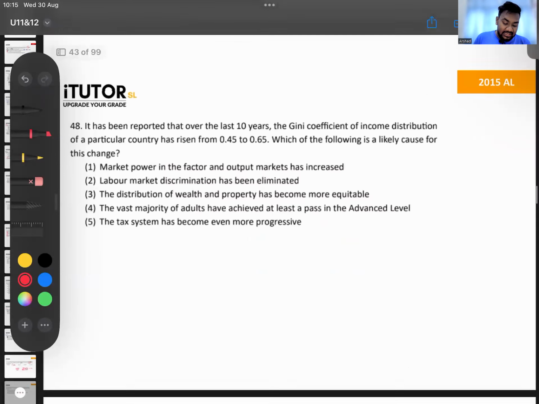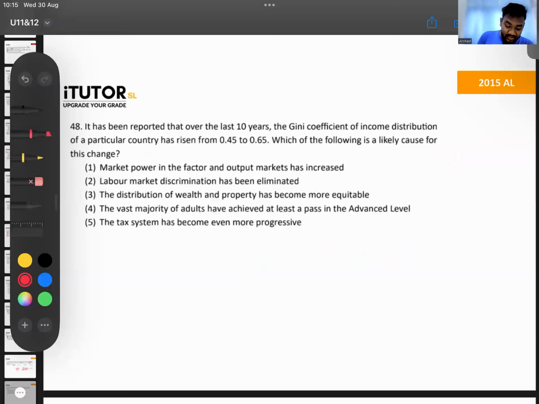48. It has been reported that over the last 10 years, the Gini coefficient of a particular country has risen from 0.45 to 0.65. Which of the following will likely cause that change? Tell me, has the income distribution become equal or unequal? 0.45 became 0.65. Income distribution has become more unequal, right? There is more income inequality. So can you tell me which of these can cause income inequality?